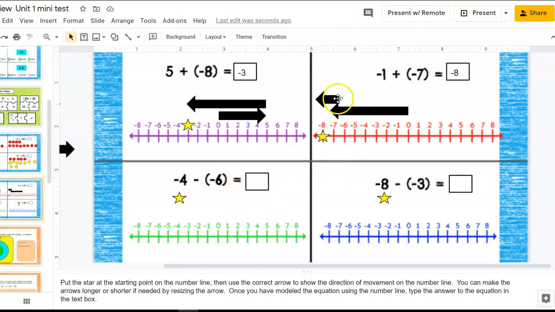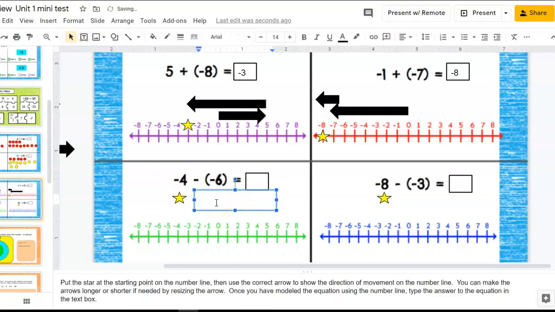So if you don't want to use the arrows, if you're getting it better with the chips or with the rule, remember the rule is add the opposite. So I'm going to put a text box in here so you can remember the rule. Keep the first sign, change subtraction to addition, and change the negative 6 to the opposite, which is positive 6. This is going to give me a positive 2.